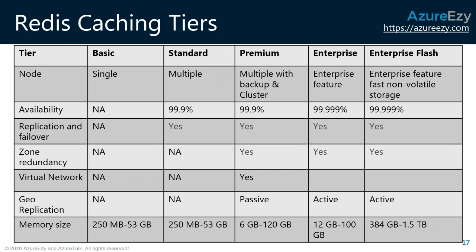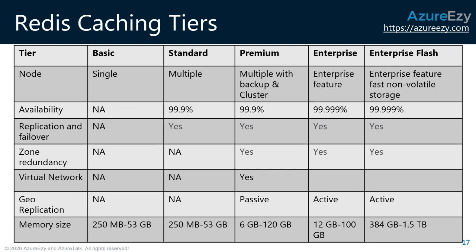The first one is the basic one. That will have a single node, and it is suggested only for development or test purposes, not recommended for any production environment. For a production environment, we suggest you choose a minimum of the standard tier. If you can go for premium or enterprise, that is good, but the minimum of the standard tier is the recommended approach. Now, why is it so?